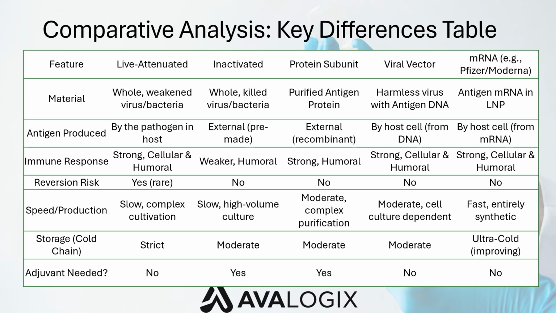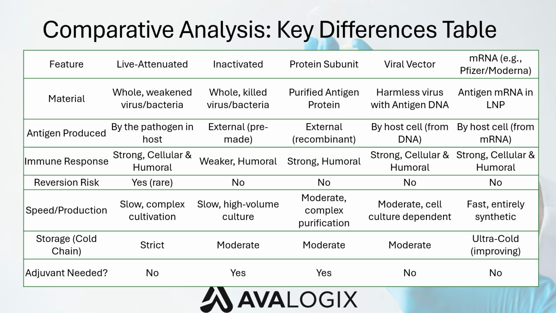Look at the categories of safety and reversion risk. The Live-Attenuated platform is unique in retaining that remote risk, which is why it's not given to certain patient groups. All the modern platforms are inherently safe in this regard. Finally, compare the speed and logistics. The slower, more complex biological processes of the traditional methods contrast sharply with the fast, synthetic, and easily adaptable nature of the mRNA platform. This single factor has changed the timeline for future pandemic preparedness from years to months.